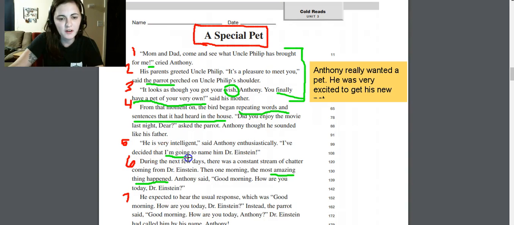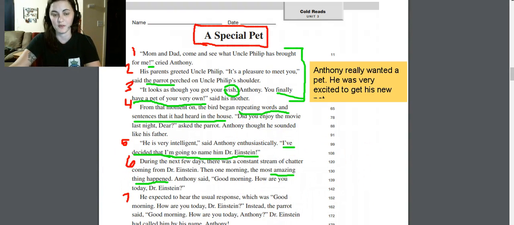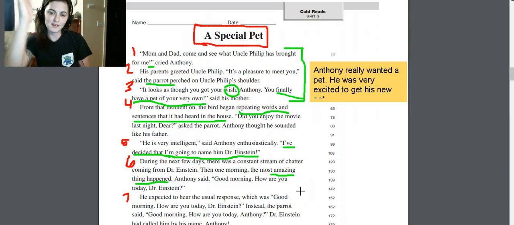I wonder what that amazing thing that happened is. We had a question on why he named him Dr. Einstein. Well, right here it says that he's decided to name him Dr. Einstein. I'm going to let you answer that one on your own to see if you can do that. Alright, go ahead and make these annotations because I'm about to erase it and scroll down.